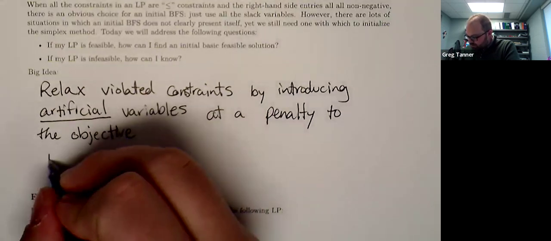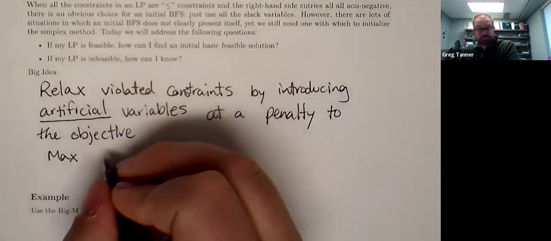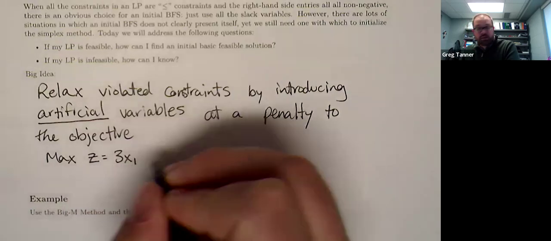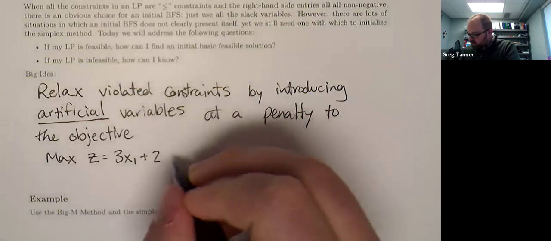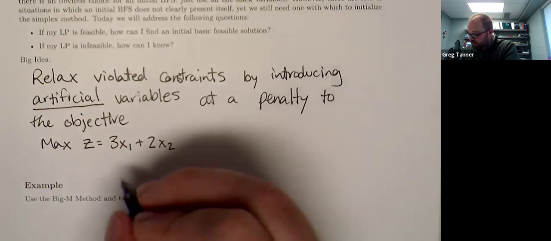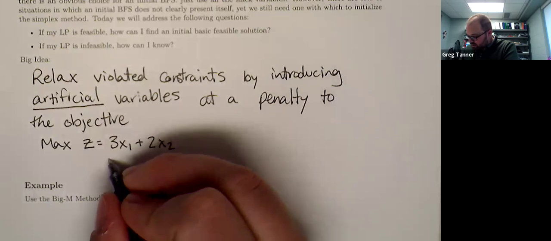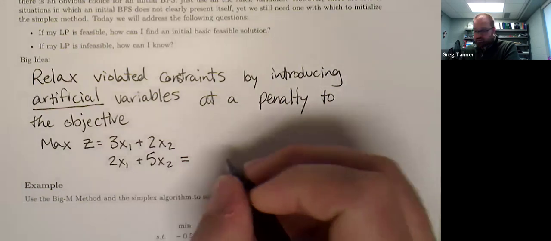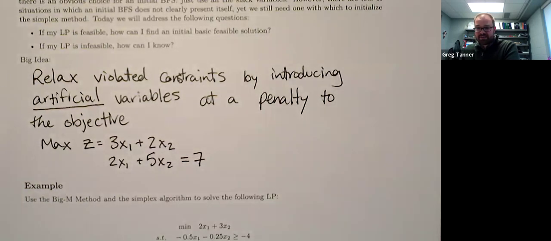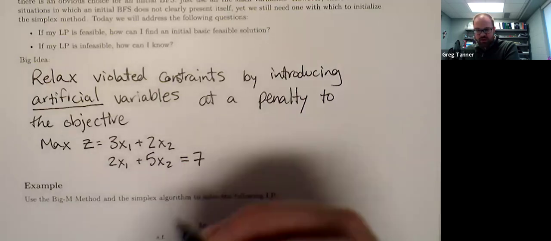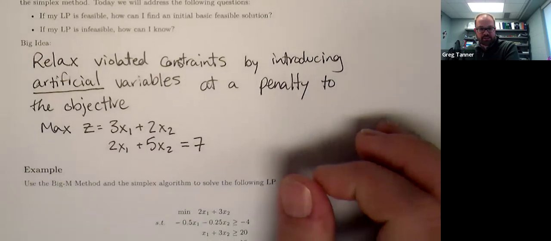So let's say we've got a problem where we want to maximize z equals 3x1 plus 2x2. Okay. And let's say we have just one constraint, and our constraint is 2x1 plus 5x2 equals 7. Let's say we have an equality constraint, and let's say that's the whole linear program, that we just want to maximize this subject to this, and then maybe as well the non-negativity constraints.